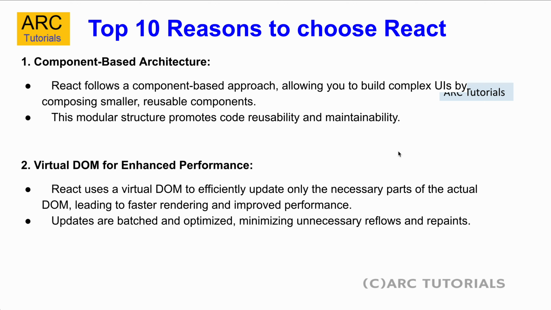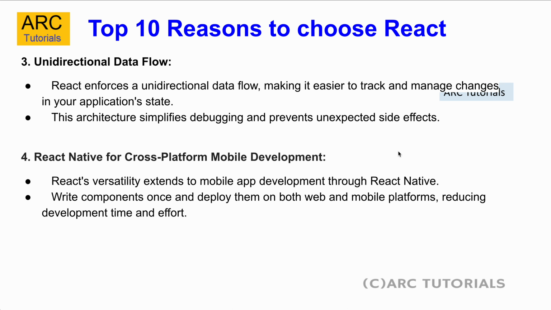The second reason is the virtual DOM. React uses a virtual DOM, which means it will only update the necessary parts of the actual DOM, so rendering will be faster and performance will be improved. Updates are usually batched and optimized, which means minimizing unnecessary reflows or repainting of the view or the DOM. That way, your apps or projects are much faster because of the virtual DOM.